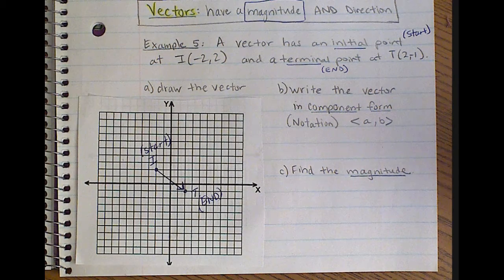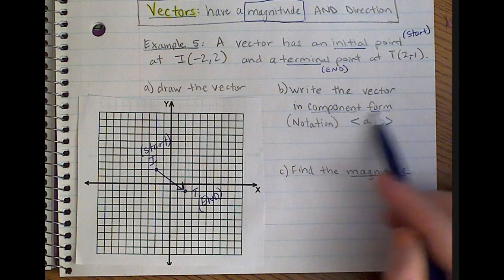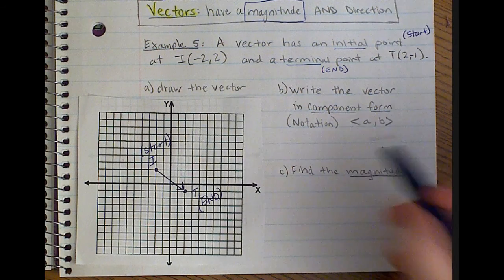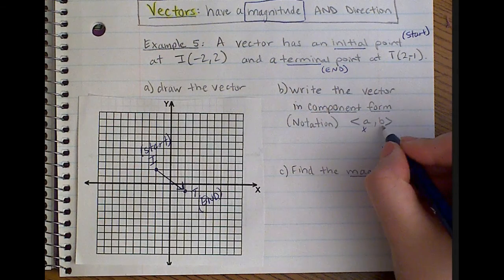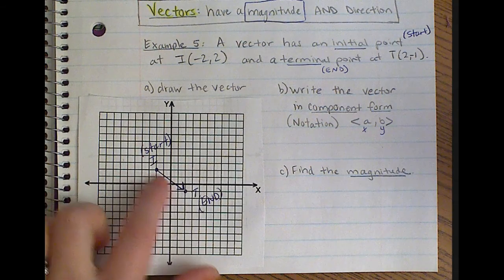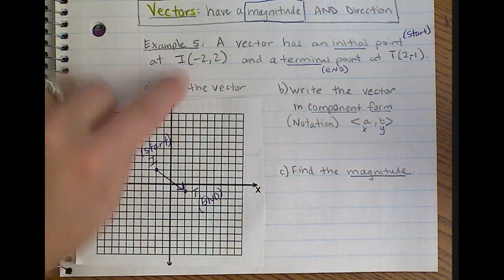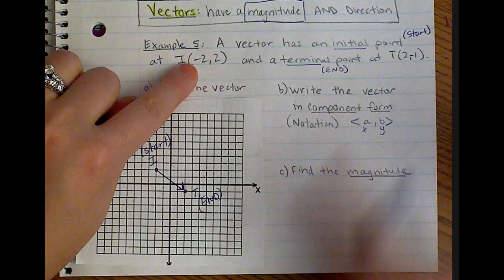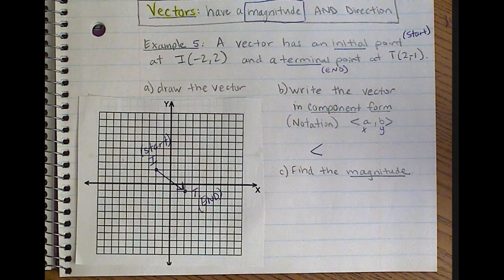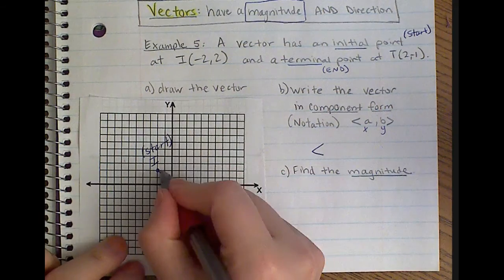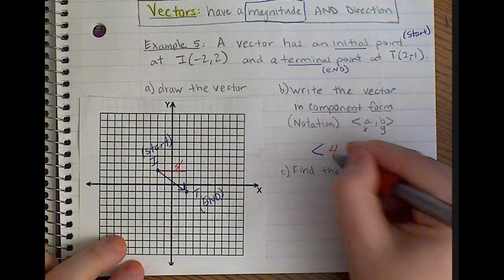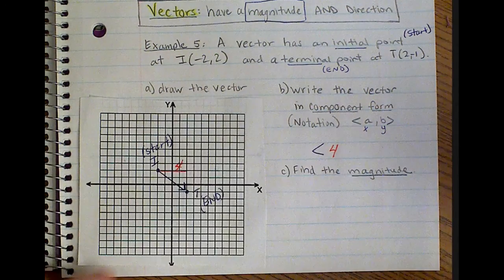To write the vector in component form, this is just another way of explaining the notation that we've been using with the little brackets, where A represents like our X movement and B represents our Y movement. So if I look at the movement from I to T, right? So the X coordinate starts at -2 and it ends up at +2. So the total movement there would be 1, 2, 3, 4 units. So my X movement is 4.